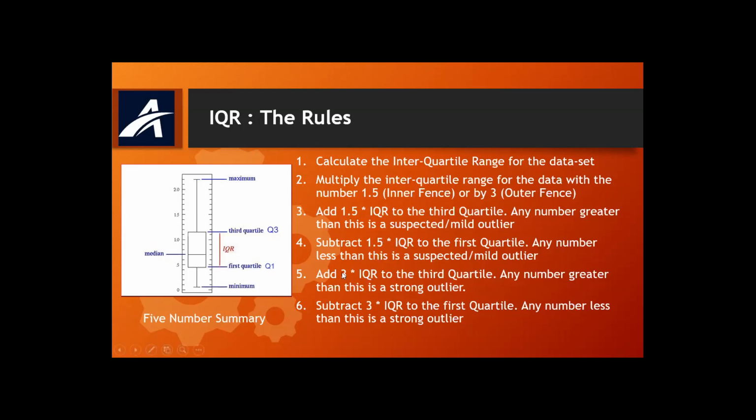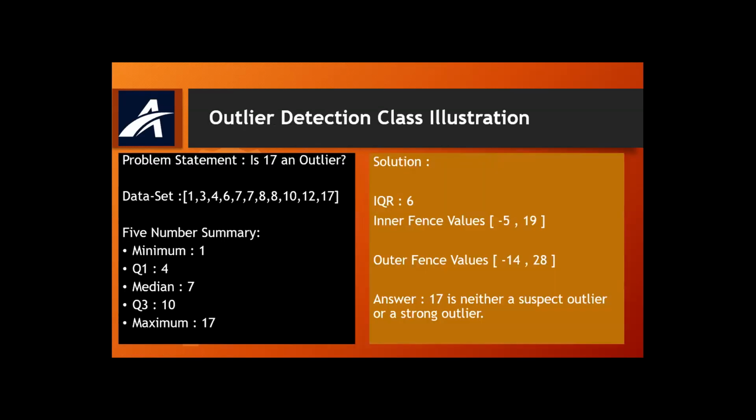If you multiply by 3, one will give you negative 14 and one will give you positive 28. Yes, 28. And they're all strong outliers. Yes, exactly.